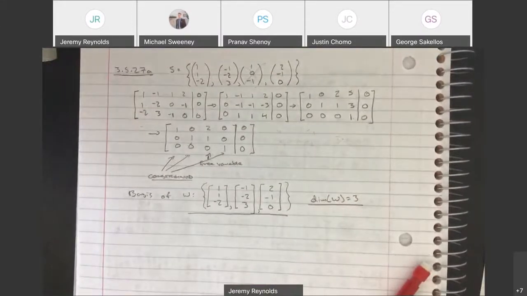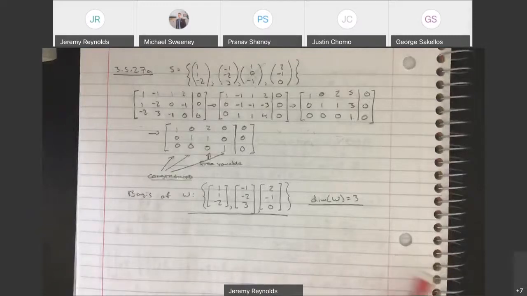And that's kind of the introduction to spanning sets, dimension, null space, or nullity, and rank, and the basis in general. So anybody have any questions? Full first page of notes.